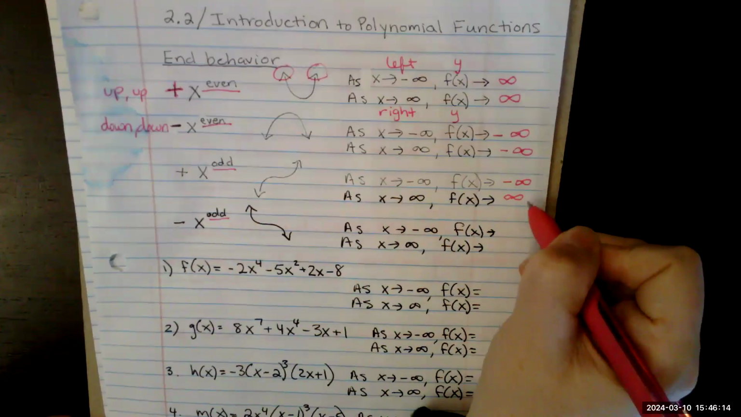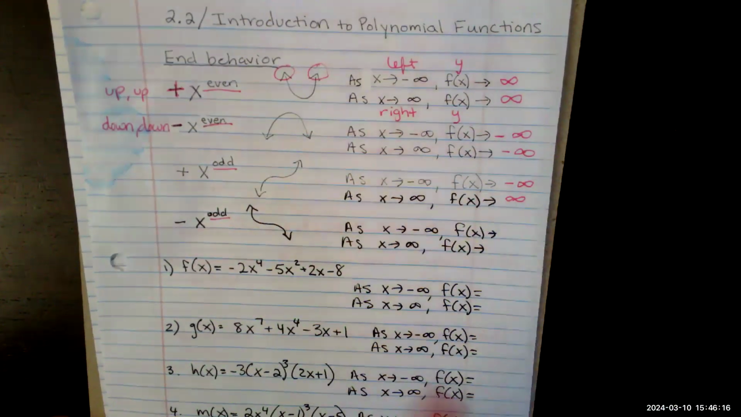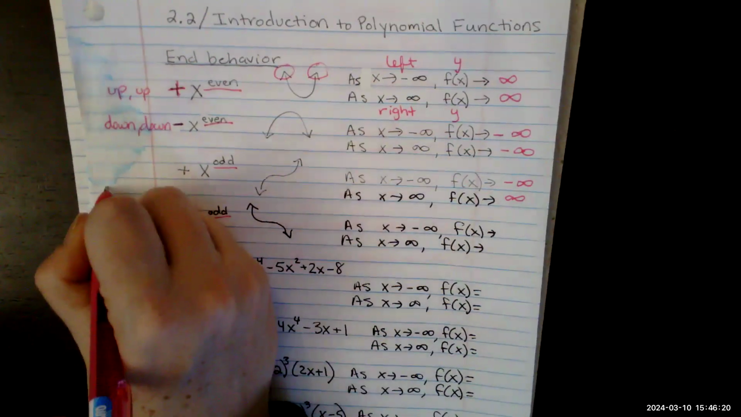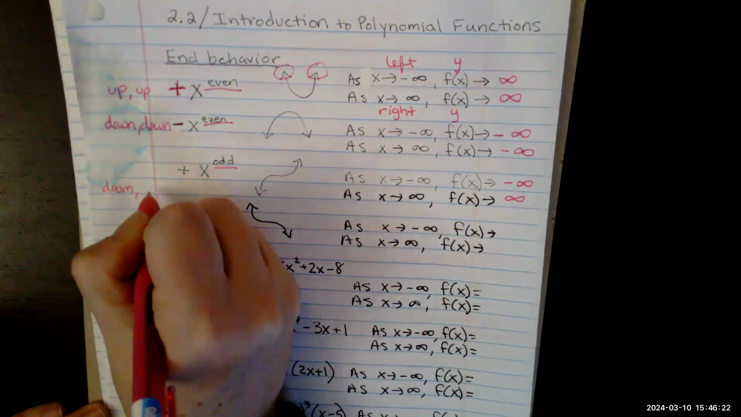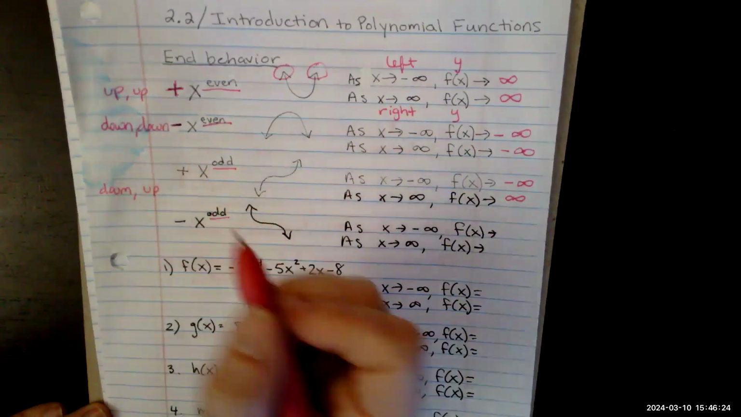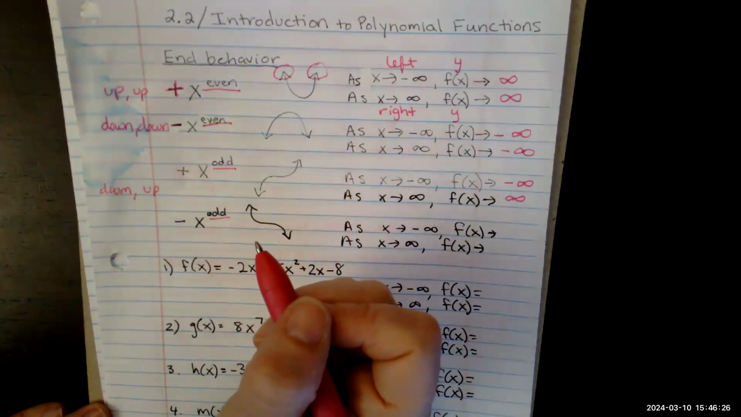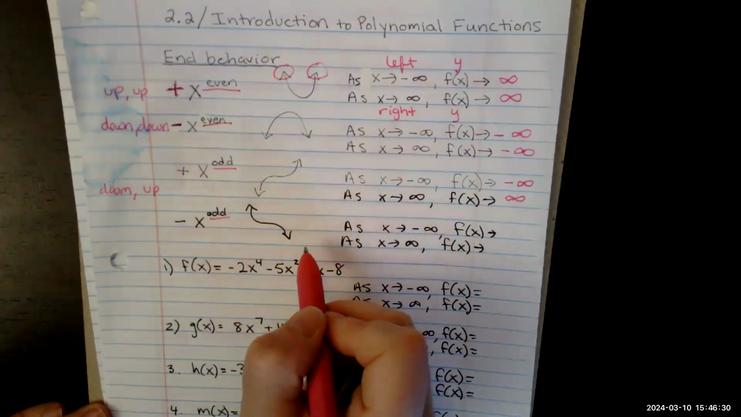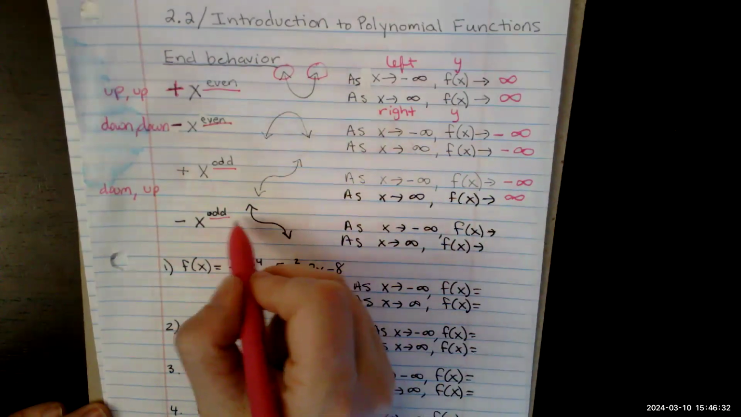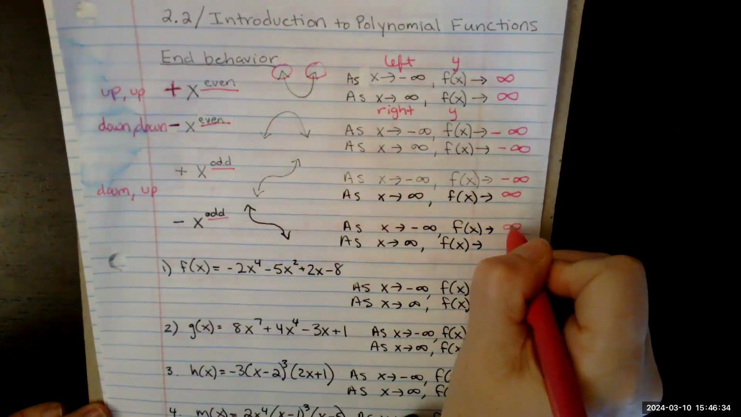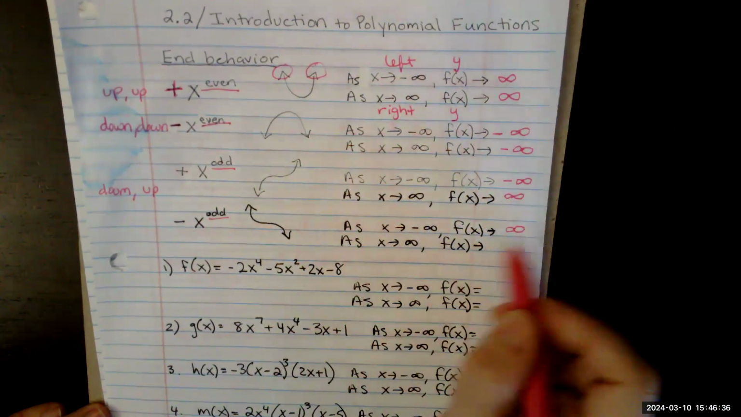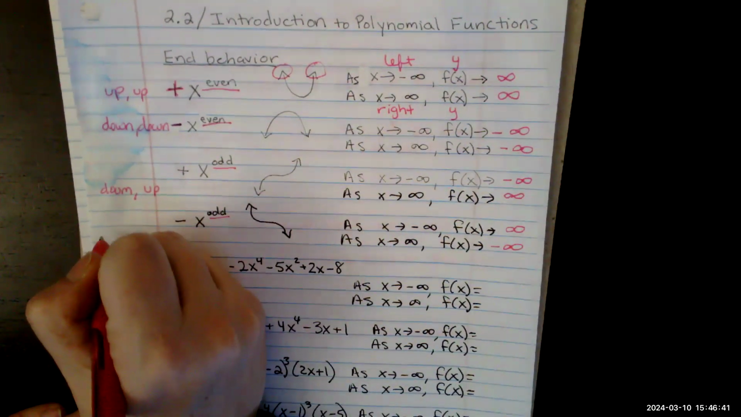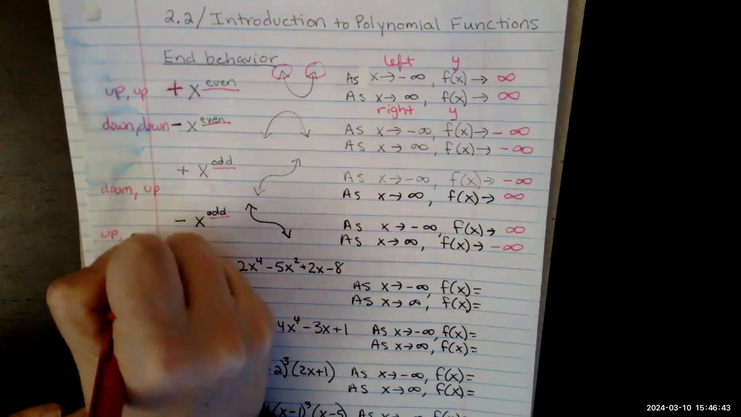So this time they aren't the same. So if you have a positive x to an odd power, it's going to go down to the left and up to the right. And then negative just does the opposite, right? It just flips it. So as we look to the left, it goes up this time. As we look to the right, it goes down. So to the left, up, to the right, down.